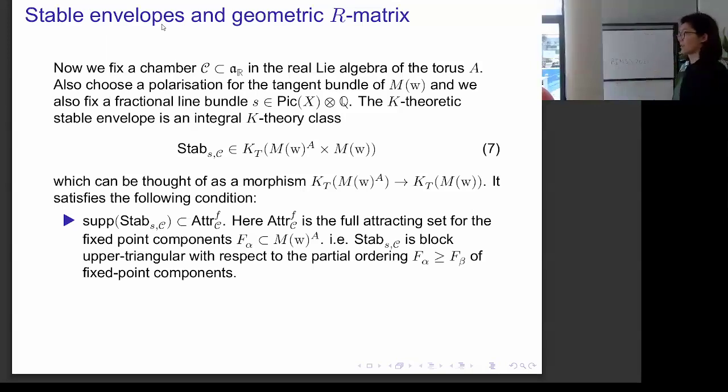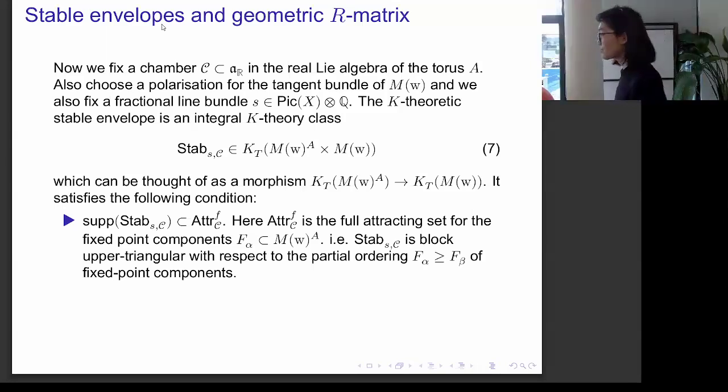So intuitively, you can think of this condition as telling you that the stable envelope is block upper triangular with respect to the partial ordering over the fixed point components. And there are some other degree bounding conditions here. But the most obvious observation is that it is a block upper triangular matrix.